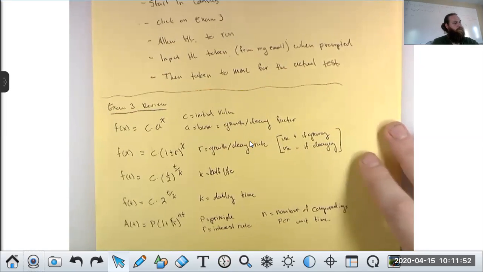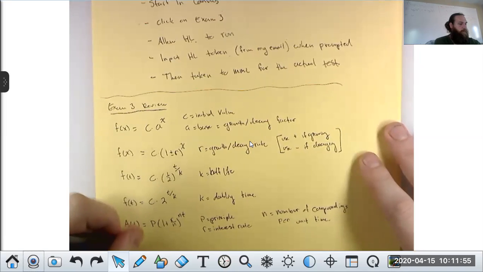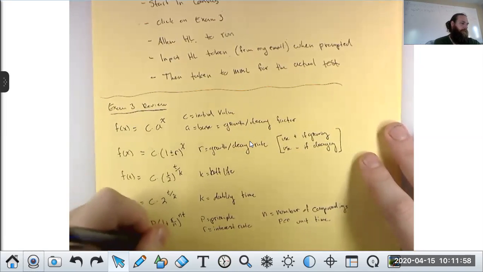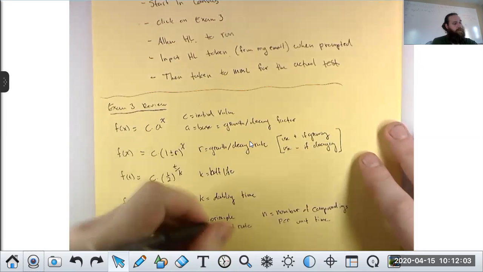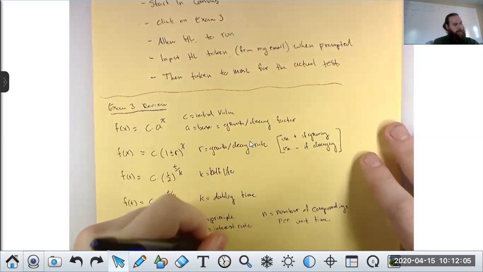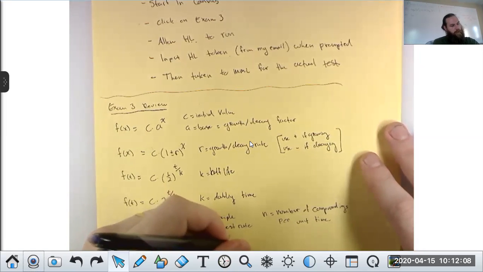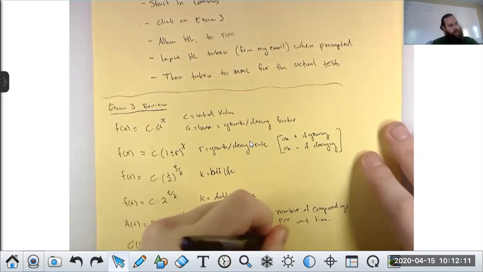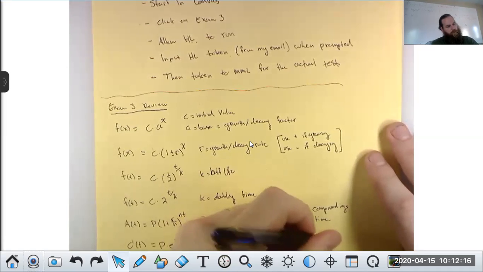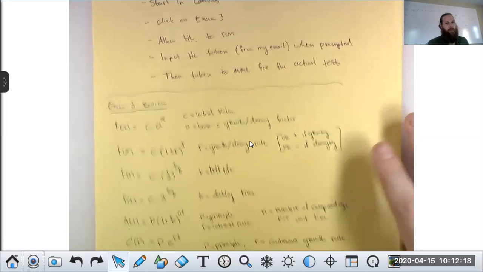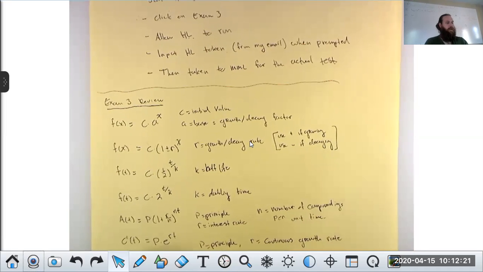Oh, and there was one more. We had the continuous growth rate formula. So this is used for continuously compounded interest. P is again the principal. And R here is called the continuous growth rate. So if you have continuously compounded interest or a problem that talks about a quantity growing or decaying at the continuous rate of R, then you would use this.